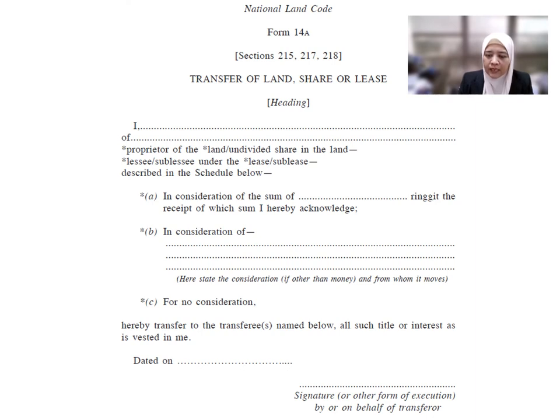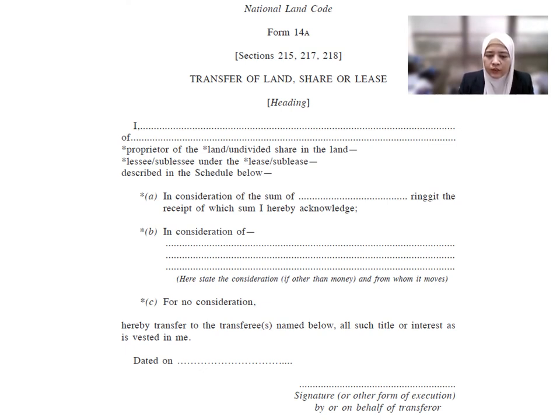So this is the consideration of the transfer. It can be in terms of money, or it can be other than money. Ni ada tau in real life. So here you can see, if it's between family members, for instance from one of the parents to the children, it can be based on love, kasih sayang, kan? So either money or non-monetary consideration, and it can be for no consideration as well. So money, non-monetary, and then no consideration.